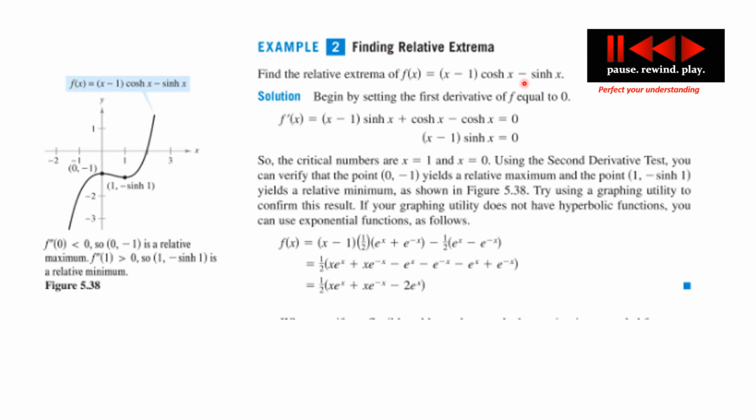So it's the first times the derivative of the second plus the derivative of the first, which is 1, times the second, minus the derivative of the sinh, is equal to 0. Now this will cancel with this, so I have this. Now there are two factors here. So the two critical values are going to be, if I set x minus 1 equals 0, I get x equals 1, and the sinh is 0 when x is equal to 0. Now we're going to use the second derivative test. We can verify that this point, which is 0 minus 1, yields the maximum, and the other point yields a relative minimum. Now this is the point 1 minus sinh of 1.